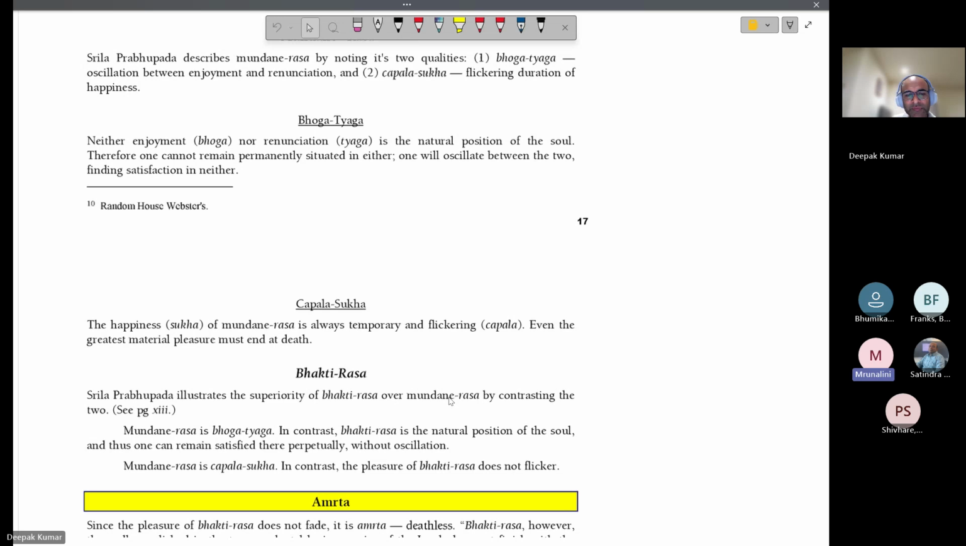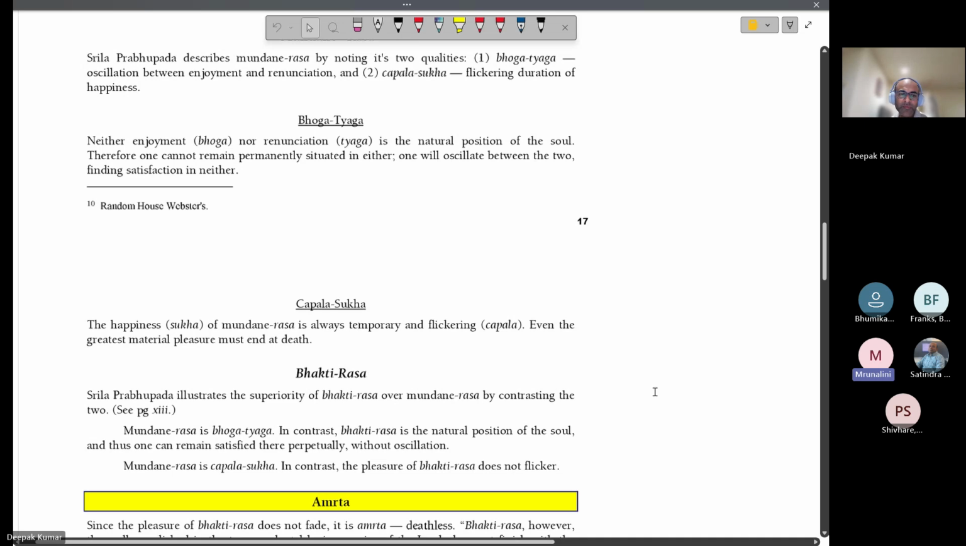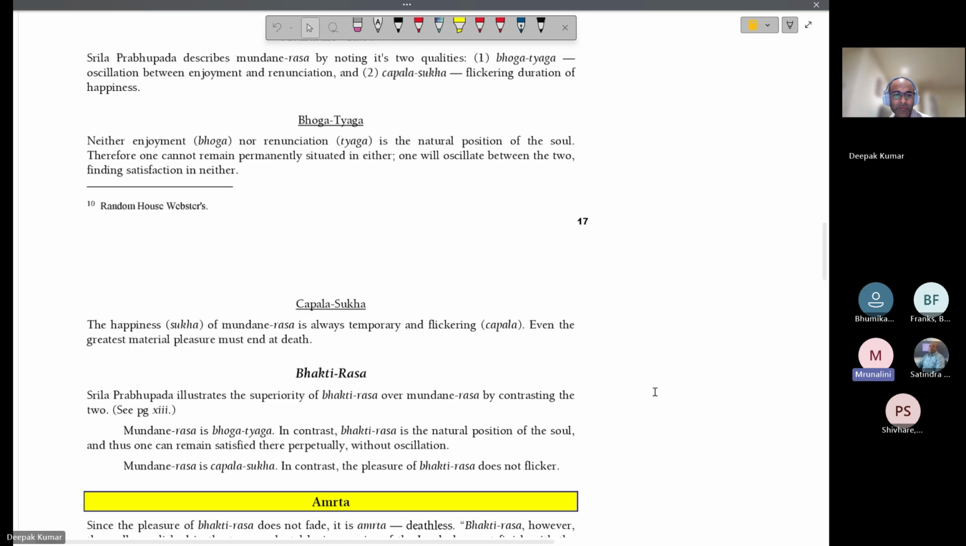Bhakti rasa. Srila Prabhupada illustrates the superiority of bhakti rasa over mundane rasa by contrasting the two. Mundane rasa is bhoga tyaga. In contrast, bhakti rasa is the natural position of the soul, and thus one can remain satisfied there perpetually without oscillation. Mundane rasa is chapala sukha. In contrast, the pleasure of bhakti rasa does not flicker.